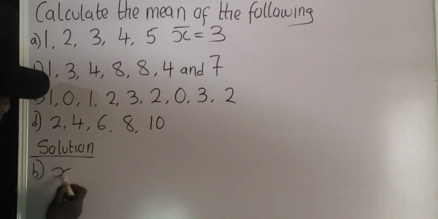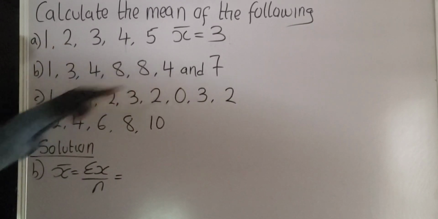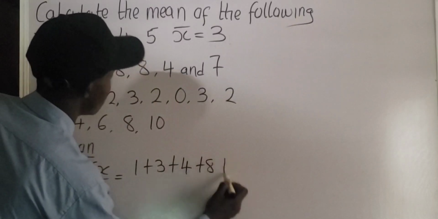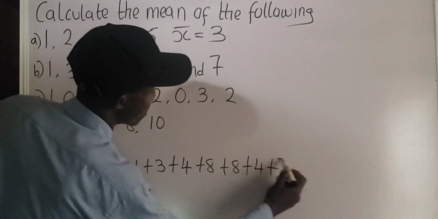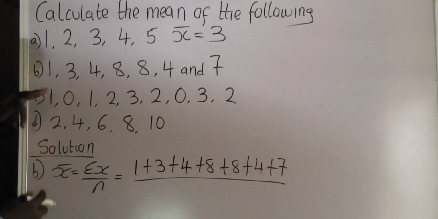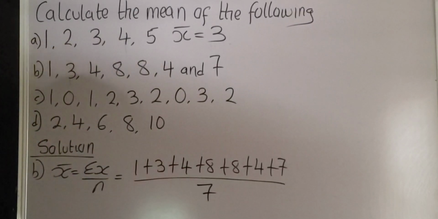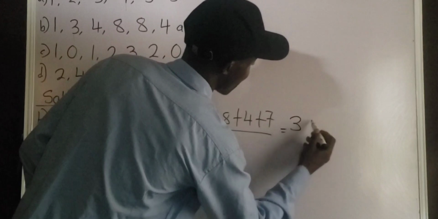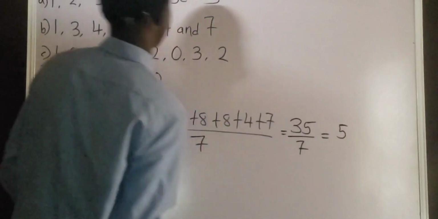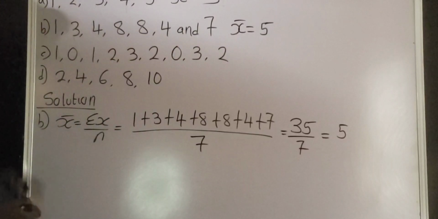So question B. The formula for mean is summation x all over n. Summation x is the sum of all the observations. So I'm going to have 1 plus 3 plus 4 plus 8 plus 8 plus 4 plus 7, all over the total number of observations. The total number of observations is 1, 2, 3, 4, 5, 6, 7, so all over 7. If you sum this together, you are going to get 35. So I'm going to have 35 all over 7. 35 divided by 7 is 5. So the mean of this data is 5. You understand? So let's proceed to the third question.